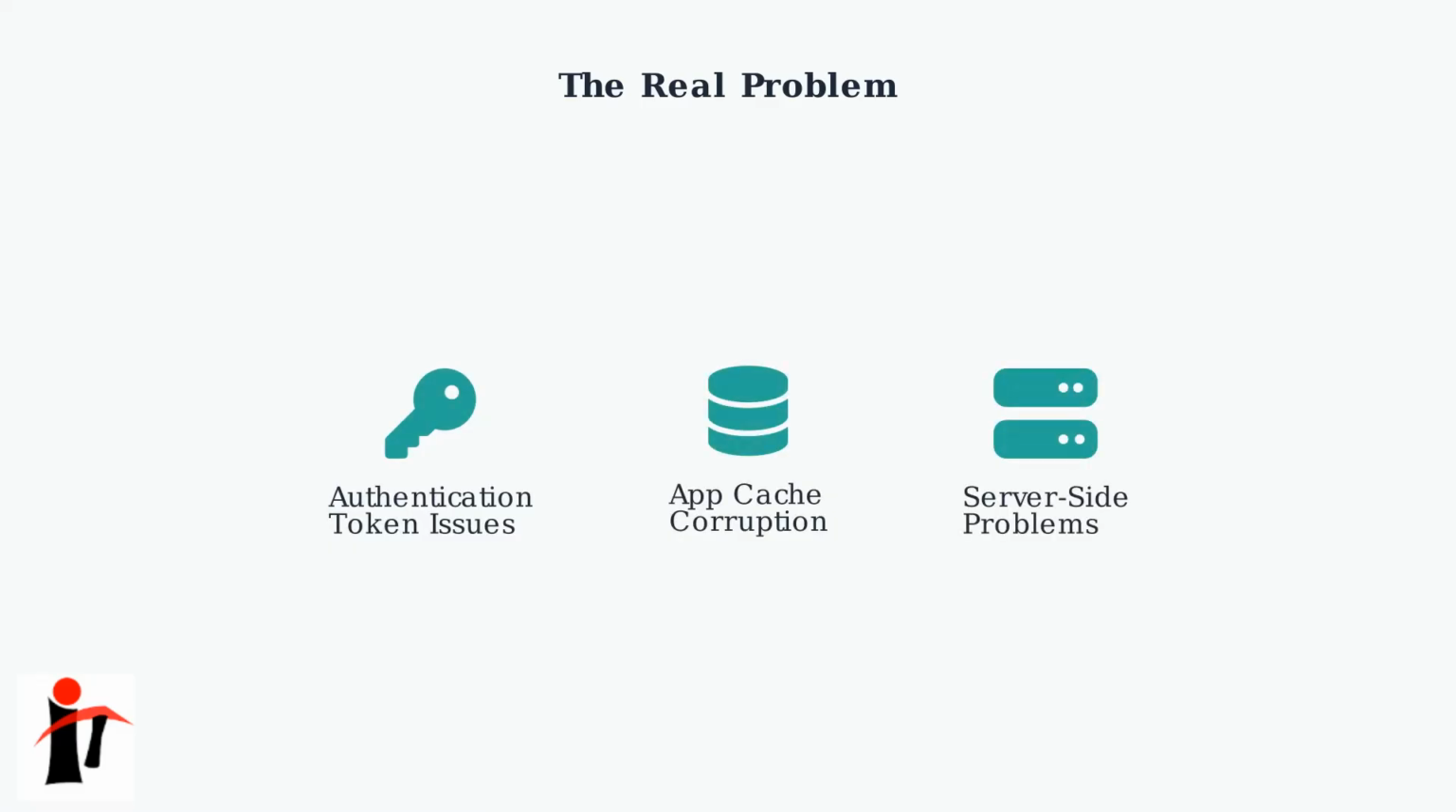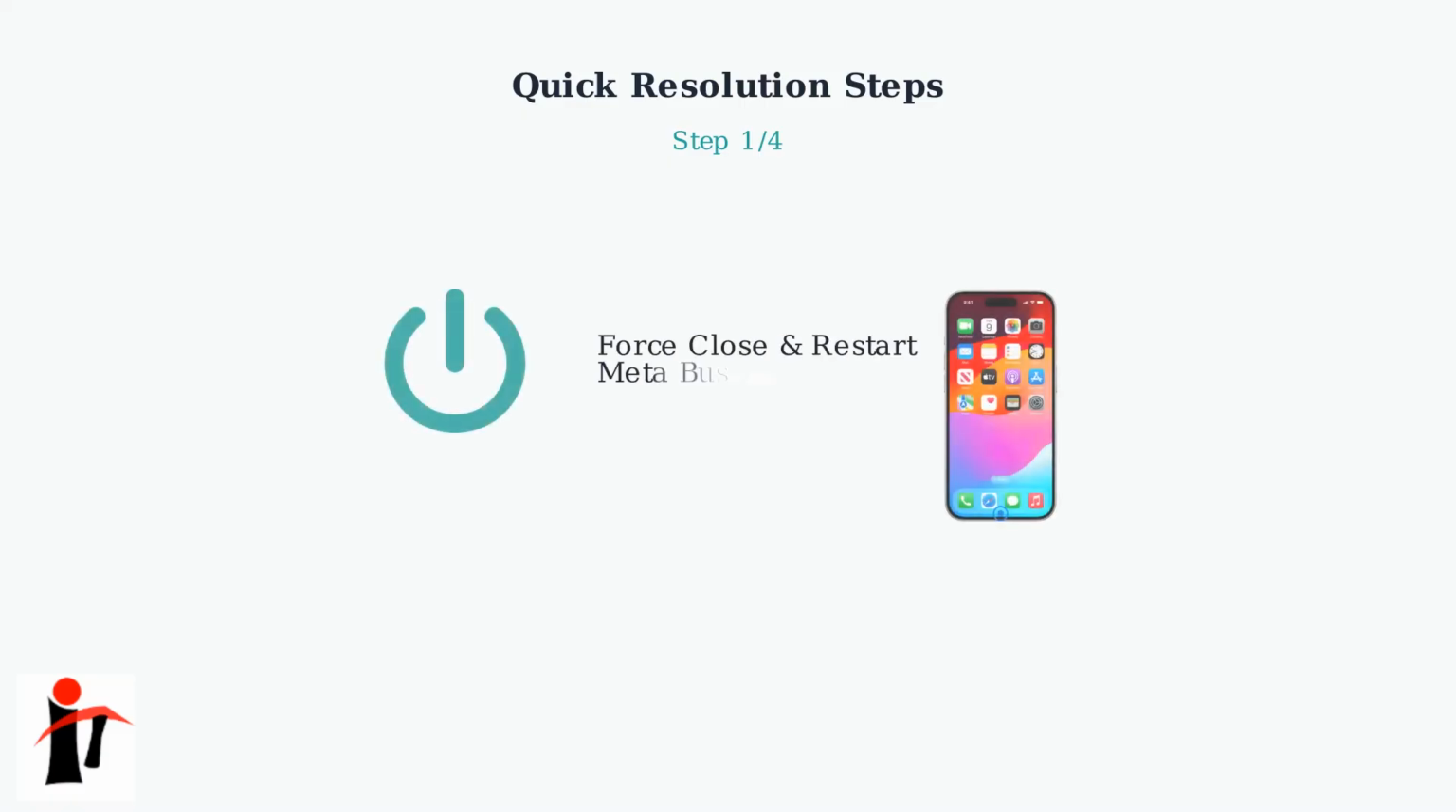Instead, it typically stems from three main sources: authentication token problems, corrupted app cache data, or temporary server-side issues on Meta's end. Here are the 4 basic troubleshooting steps that resolve 89% of these network errors according to Meta's 2024 internal data. Step 1. Force close the Meta Business Suite app completely, then restart it. This clears temporary memory issues and resets the app's connection state.